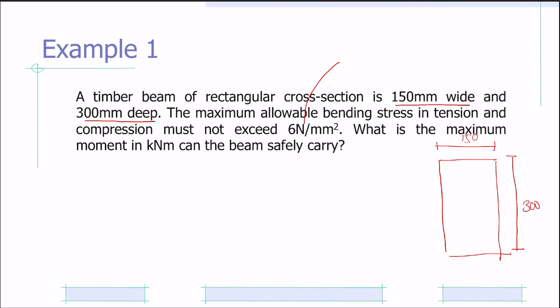So this one is F, since it is allowable bending stress kan. What is the maximum moment in kilonewton meter that the beam can safely carry? So the question asks you to find the MR. Then kita boleh solvekan this problem. Since we know that our formula is MR equal to Fz, so we are going to find the MR. The F kita dah ada.